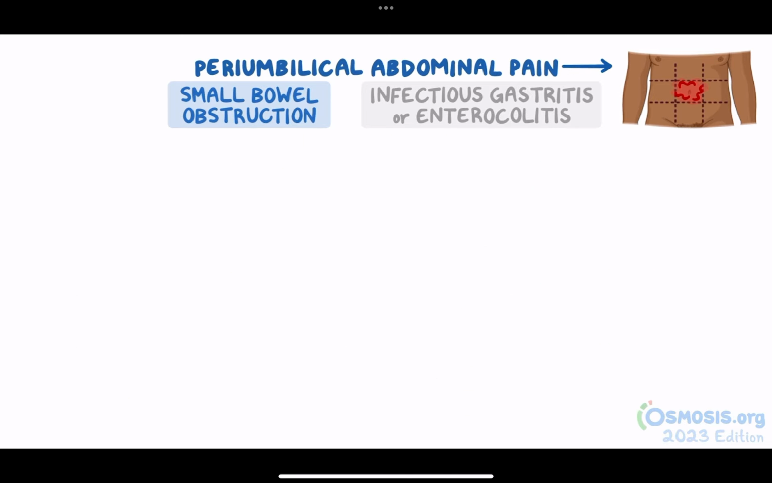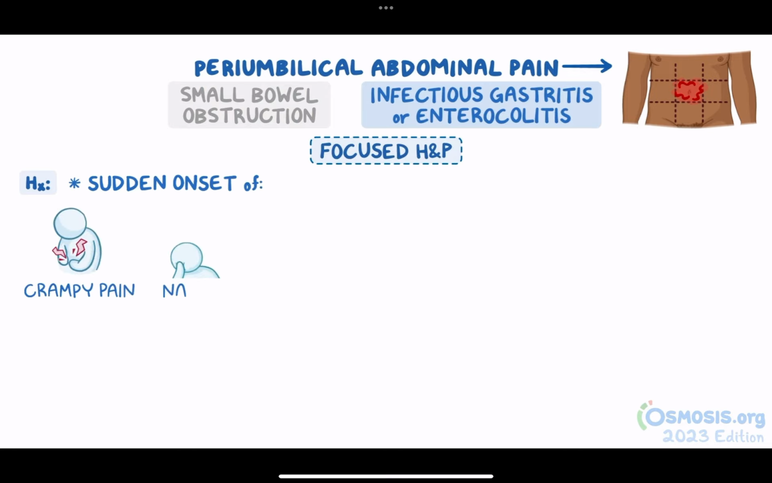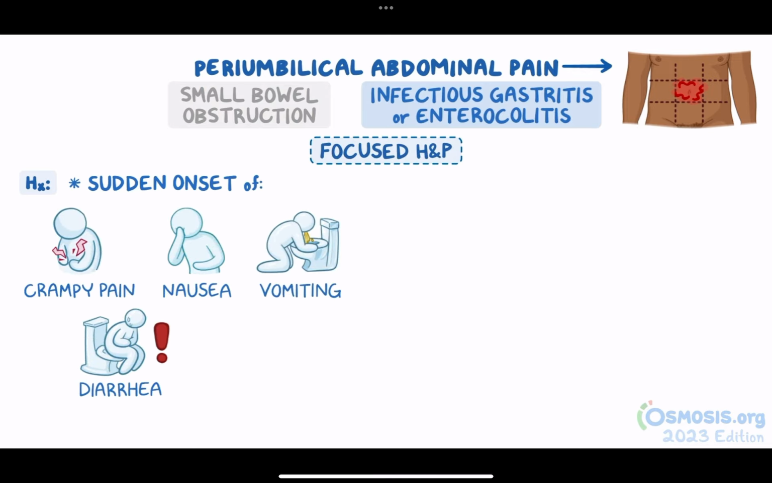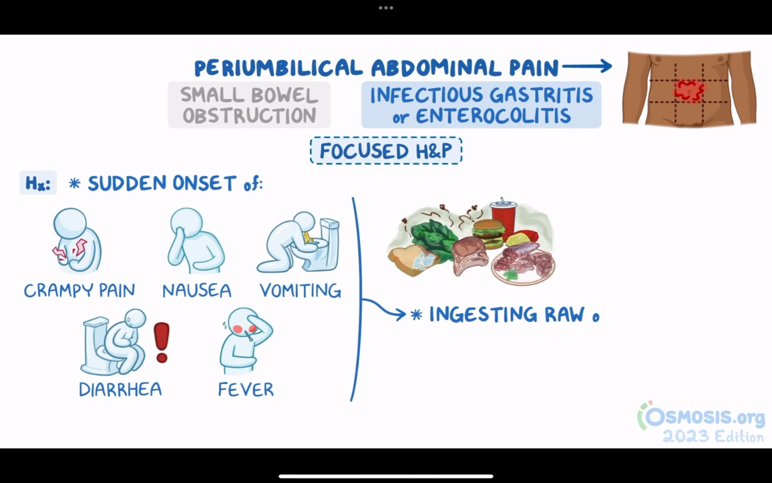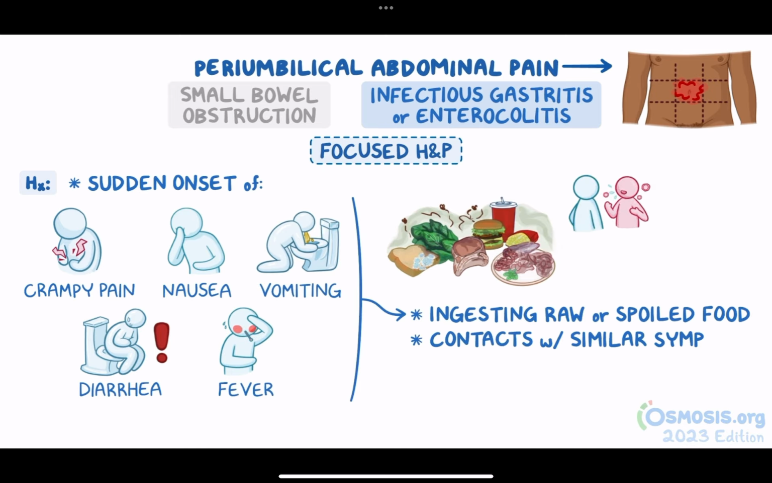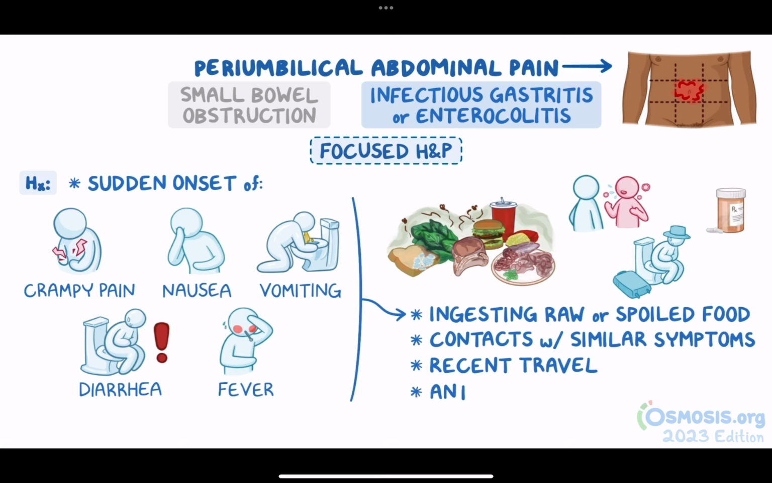Another common cause of periumbilical abdominal pain is infectious gastritis or enterocolitis. Patients often report onset of crampy pain, nausea, vomiting, diarrhea, and fever after ingesting raw or spoiled foods. Others might report sick contacts with similar symptoms, recent travel, or antibiotic use.